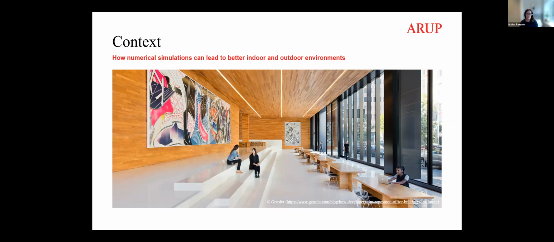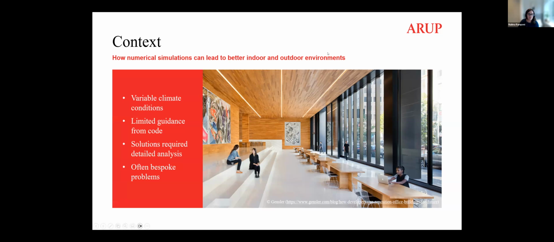There is a large variety of other cases for this type of tools. So broadly speaking, I think we are interested in using numerical simulations when we want to account for variable climate conditions, when guidance from code or simplified tools is not enough to respond to design questions, and when we need to provide a granular picture of how the environmental conditions vary in a space that is either an indoor space, an outdoor space, or a space like this where the connection between the indoor and the outdoor environment is very important.